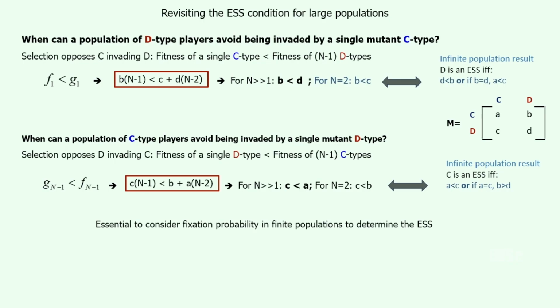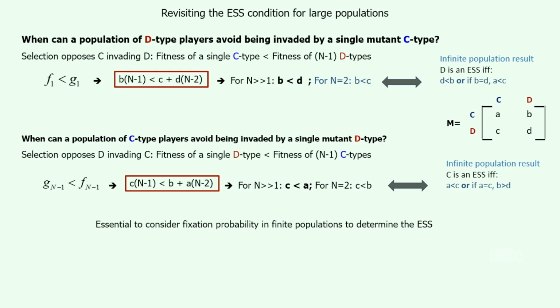But if you compare it with the infinite population result, it doesn't match. So the infinite population ESS condition is neither necessary nor sufficient for this. Look at the case for n equal to 2, and that highlights this fact the best. So for n equal to 2, I have B less than C, whereas for the infinite population result, the ESS condition is D has to be less than B, right?